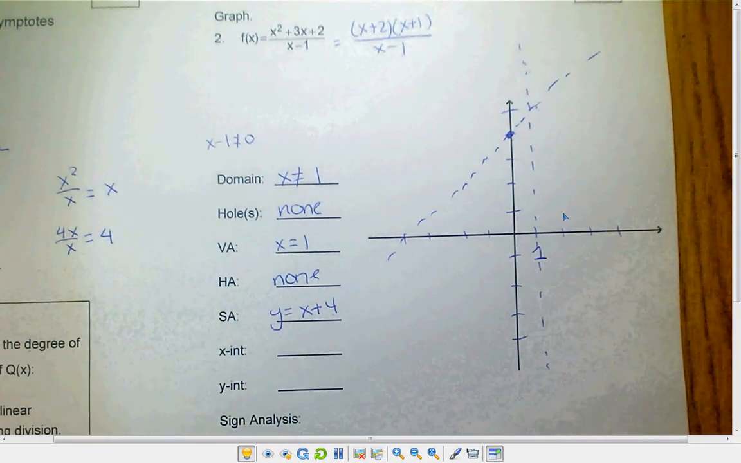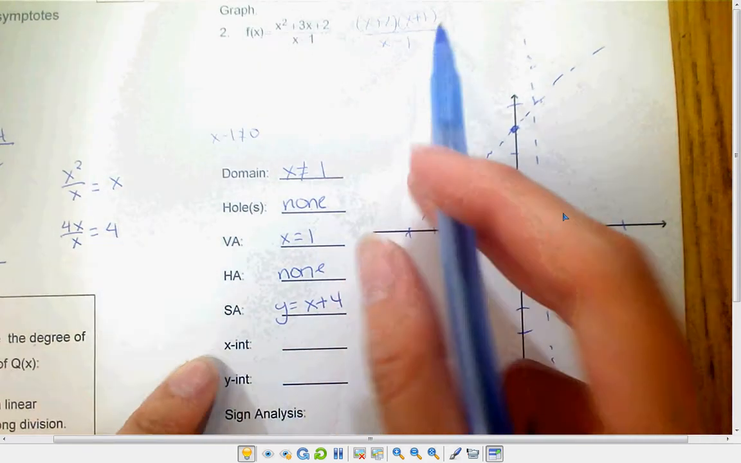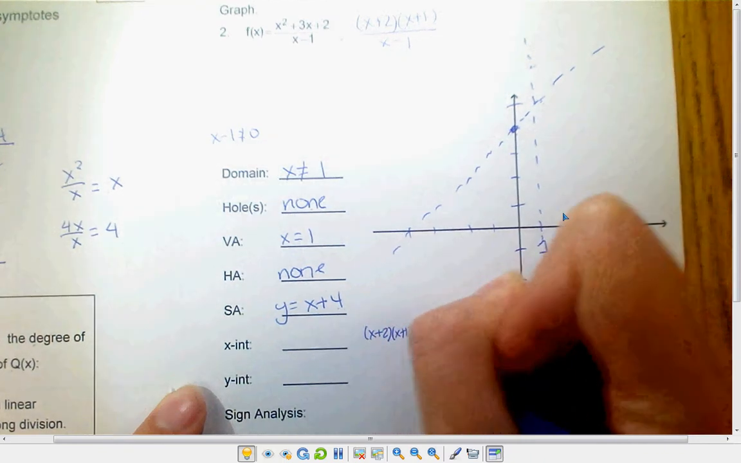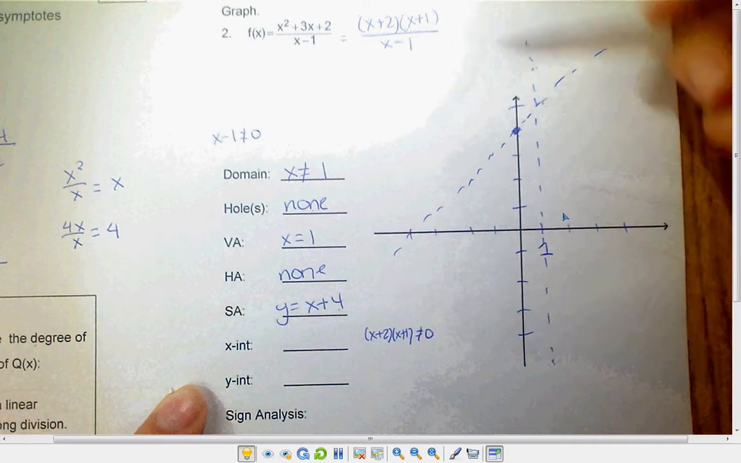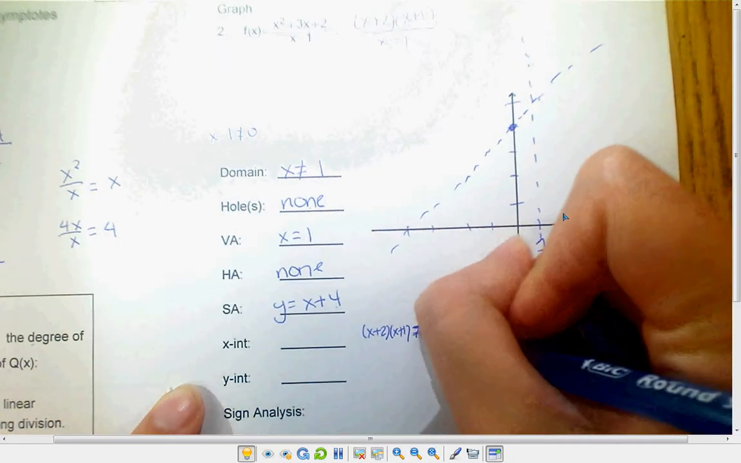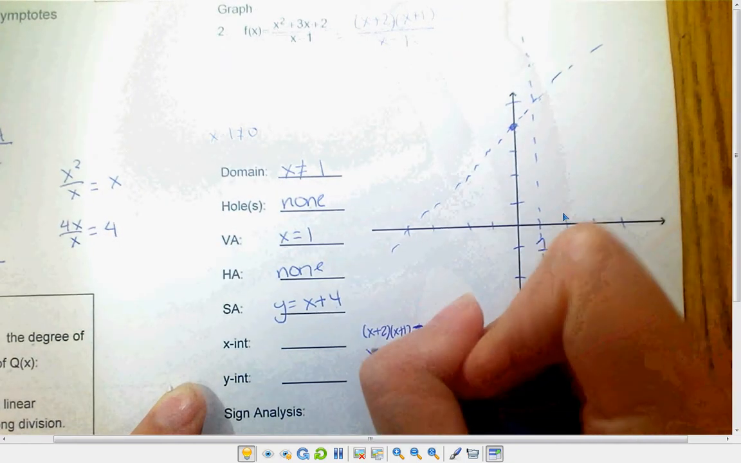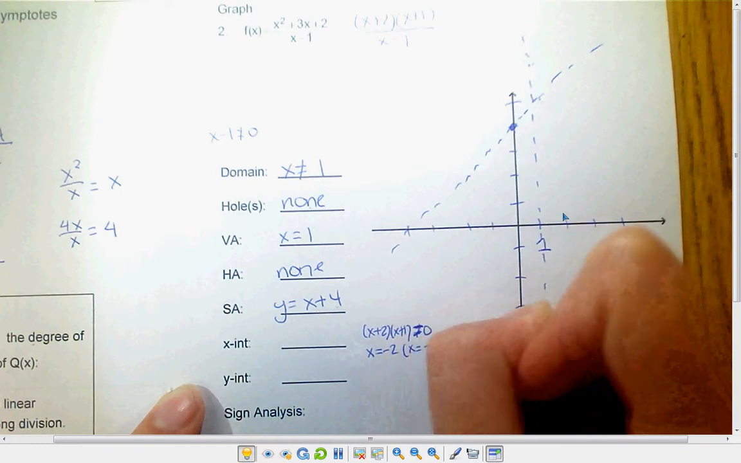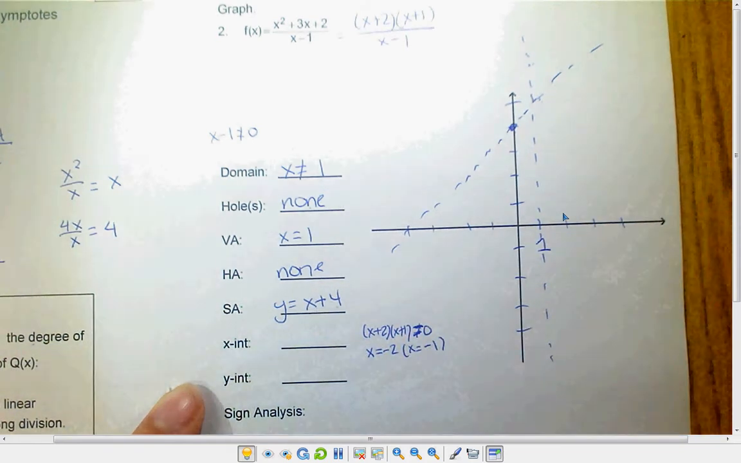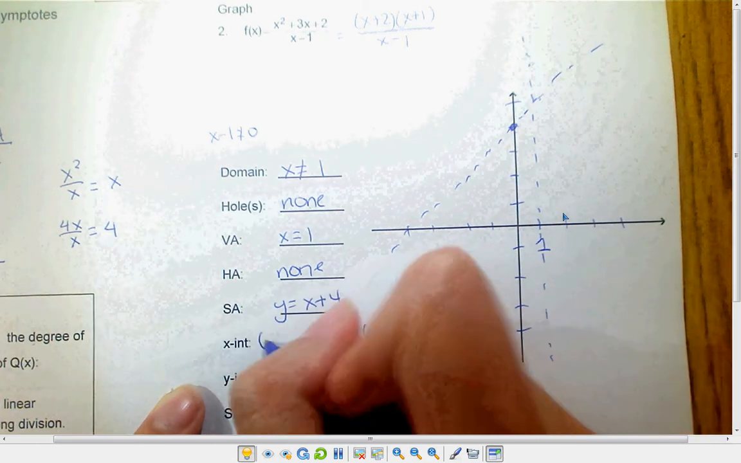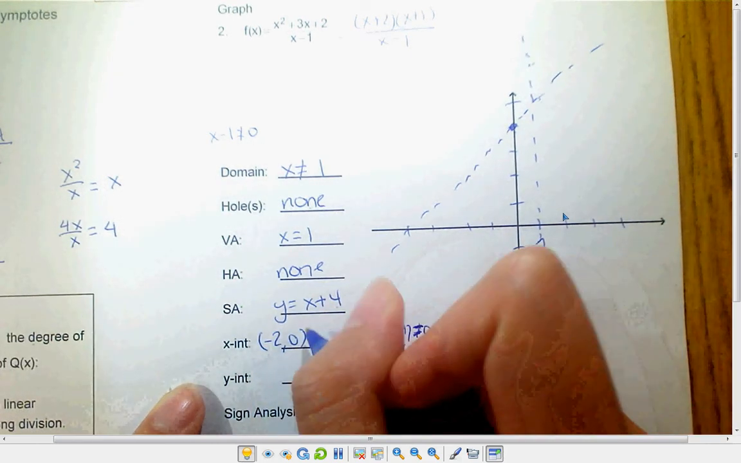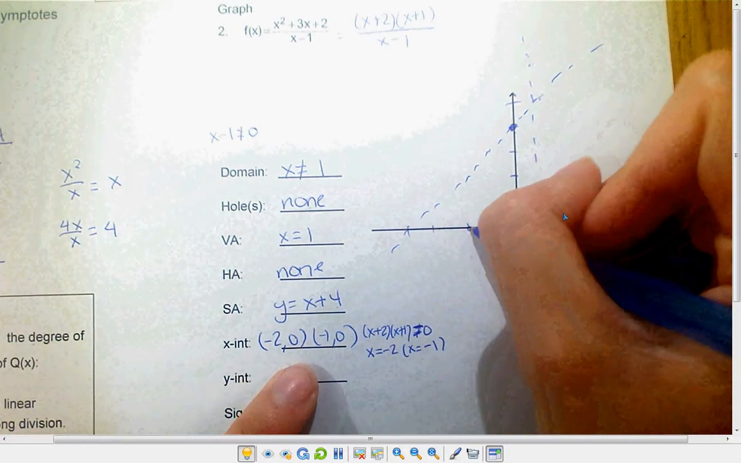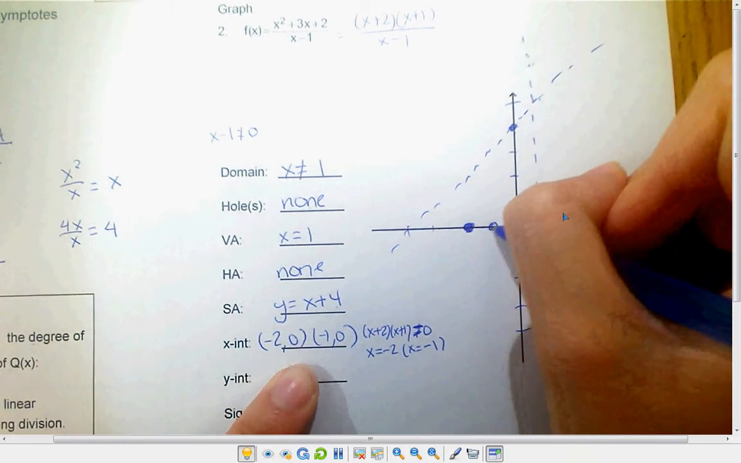From here, everything else is the same, so we're going to do x-intercepts. The numerator equals 0, excuse me. My numerator is x plus 2, x plus 1, so I end up with x equals negative 2 and x equals negative 1. So my answers are negative 2 comma 0, negative 1 comma 0. I'm going to graph them. Negative 2 is right here, negative 1 is right here.